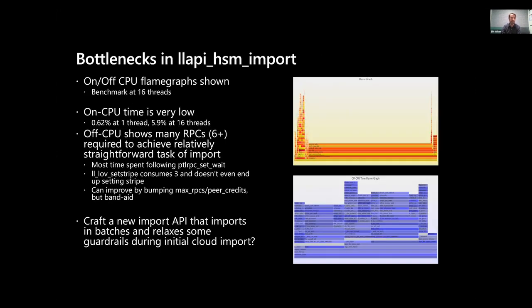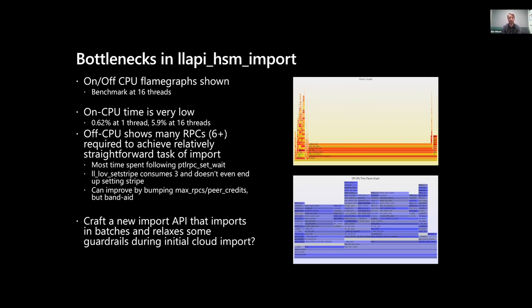I dug into this pretty superficially, I'll admit, and this is something that's ongoing. So I would love any feedback from active devs on what else I can look at, but just taking some perf data and ginning up some flame graphs, what I found was that at one thread, the on-CPU time is really, really low, like 0.6% of the total CPU capacity for the node. And even at 16 threads, it only grows to just shy of 6%.